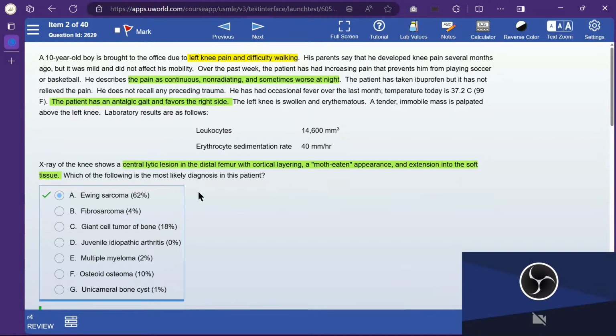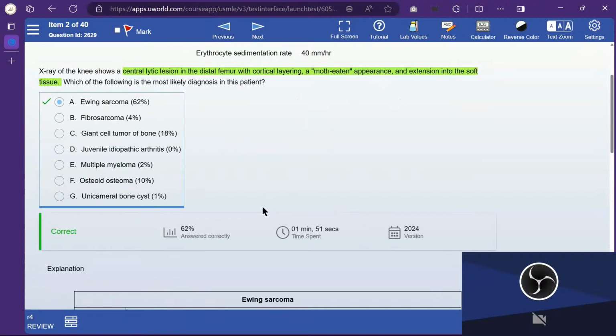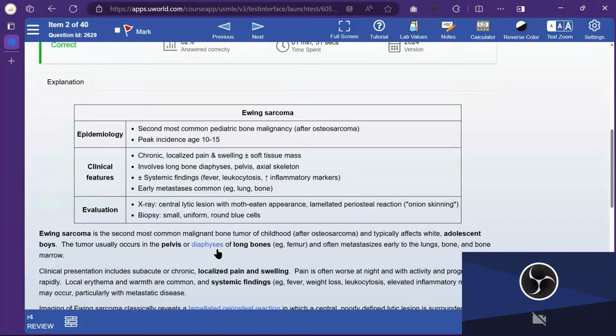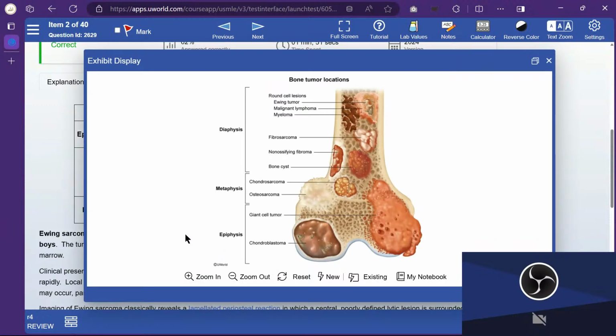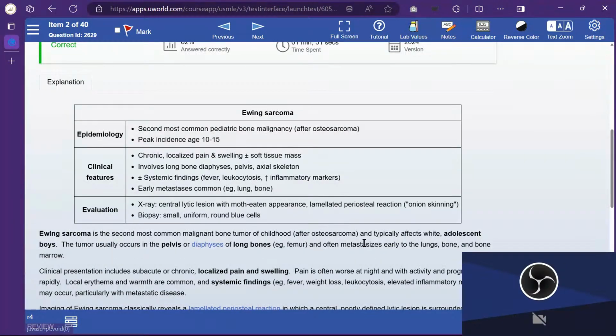Okay, in this question, what I am trying to find out, there may be a clue, a key. The X-ray of the knee shows a central lucent lesion in the distal femur. This is one clue, and it has a moth-eaten appearance. Moth-eaten appearance is a clue for Ewing sarcoma, and it happens in the diaphysis.